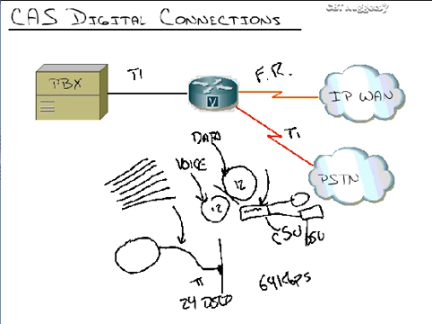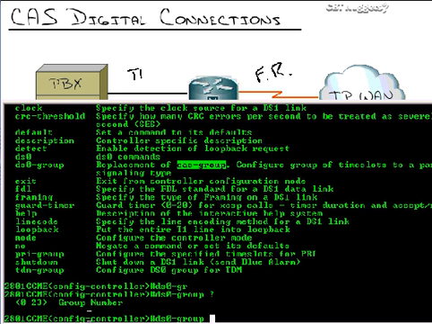So I don't have to create 24 different groups for all 24 channels if I have a full T1. I can group together 12 channels into one group and 12 channels into another group. As a matter of fact, it's really rare that I would actually splice each DS0 into its own group. It's kind of inefficient. So I would type in DS0 group, and I'll say 0.